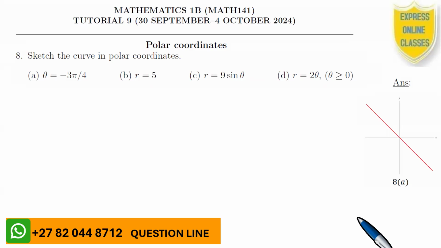Sketch the curve in polar coordinates. You need to sketch the curve in polar coordinates. So now we're looking at these. How do we then sketch the curve in polar coordinates? Let's reason this out.